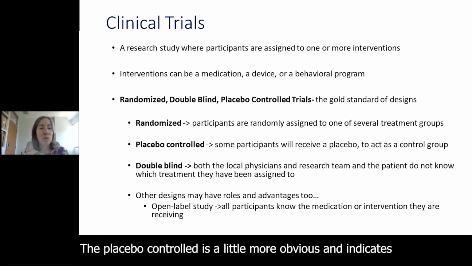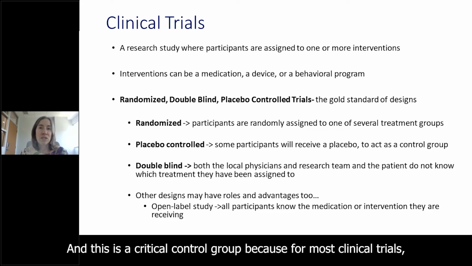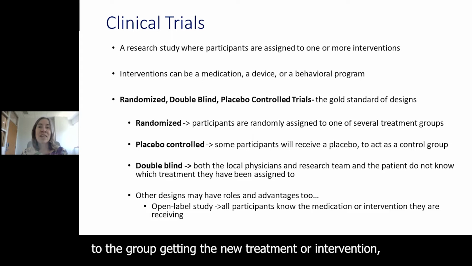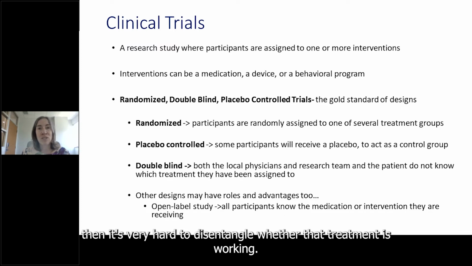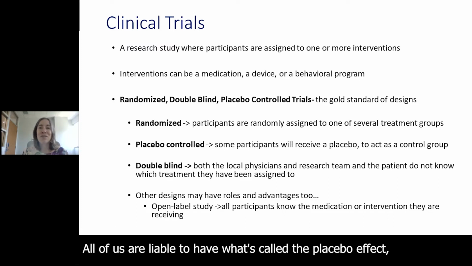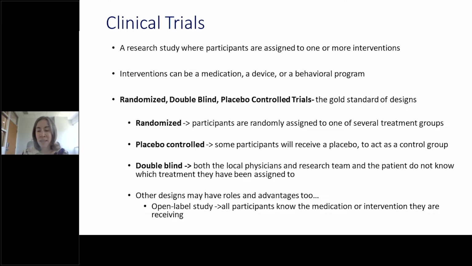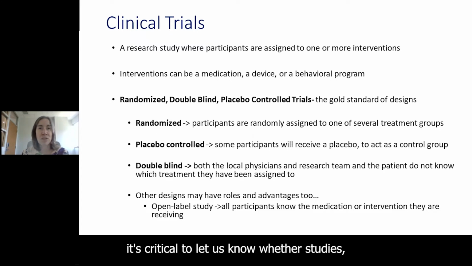The placebo-controlled is a little more obvious and indicates that some participants in the study will receive a placebo. And this is a critical control group because for most clinical trials, if we don't have a group that is very well matched, both in time and in features, to the group getting the new treatment or intervention, then it's very hard to disentangle whether that treatment is working. All of us are liable to have what's called the placebo effect, that if we are being observed more frequently, if we're getting an intervention that might help, we will actually improve to some degree. And so although a placebo group means that some people might not get that experimental treatment right away, it's critical to let us know whether treatments or interventions are effective.